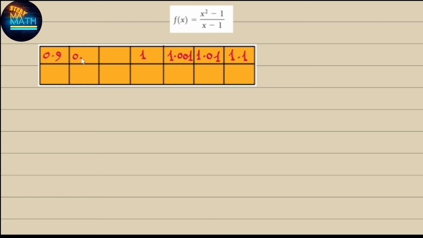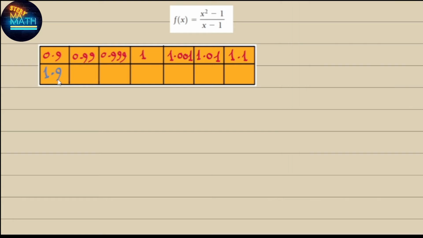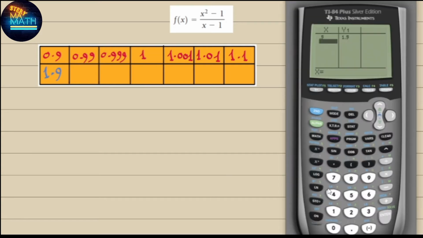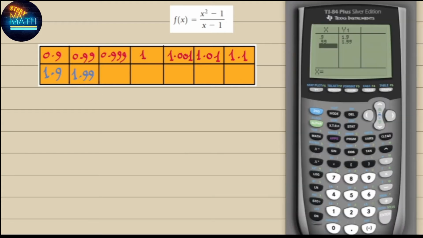0.9, 0.99, 0.999. And we can use the calculator to save time. Here's the function. And here, when x is equal to 0.9, y is equal to 1.9. And when x is equal to 0.99, y is equal to 1.99.